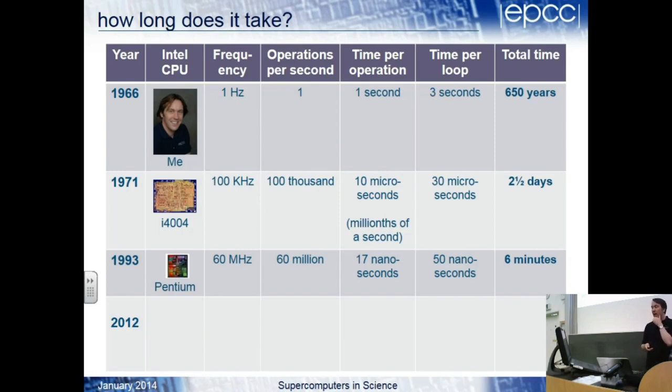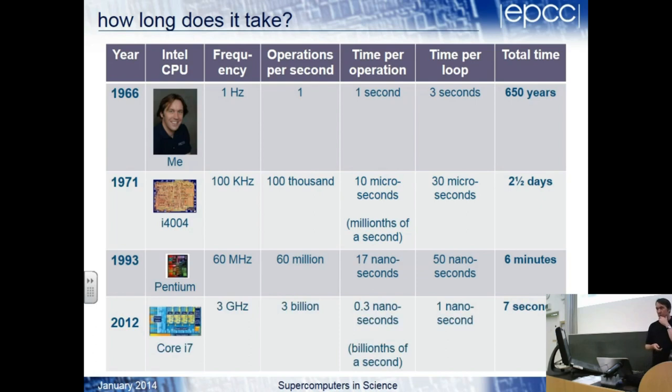And then 2012, the very modern processor, the Core i7, which had 3 gigahertz clock speed, again, each loop would only take a nanosecond, and then the total time for this calculation is 7 seconds. So we've gone from something which took 650 years to something which 40, 50 years ago took 2.5 days on a processor down to 7 seconds. And these numbers are quite staggering, actually. I mean, people get very blasé nowadays. Oh, my laptop is only a gigahertz processor.